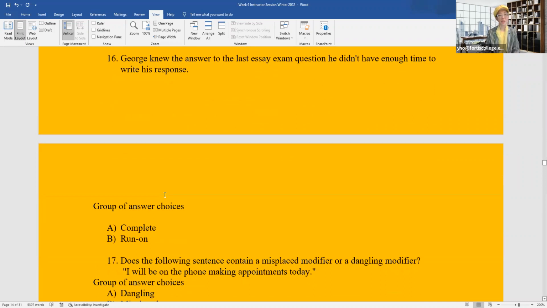George knew the answer to the last essay question. He didn't have enough time to write his response. This is definitely a run-on sentence because George did not know the answer to the last essay exam question. You're supposed to put a period there, and then you're supposed to put he with a capital H. So this is a run-on sentence.